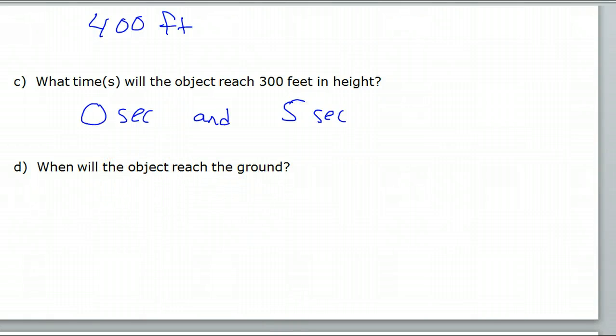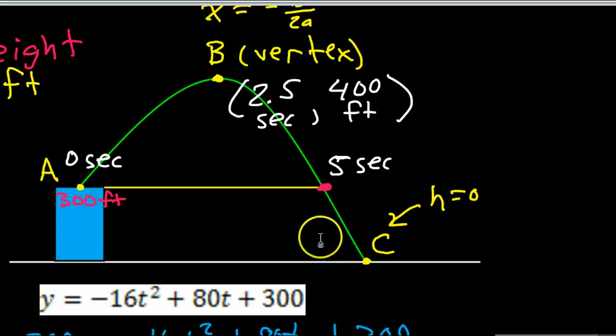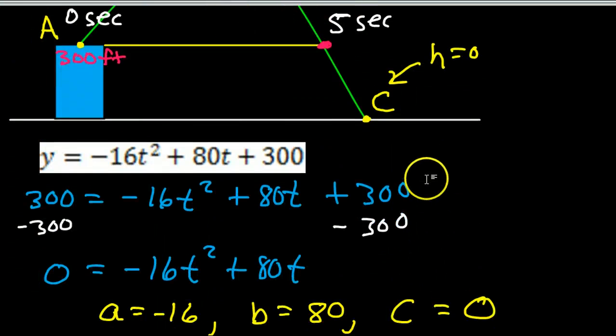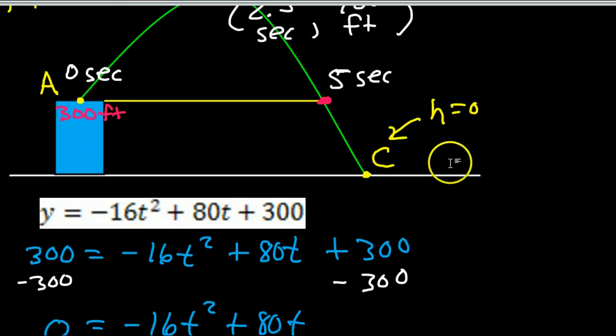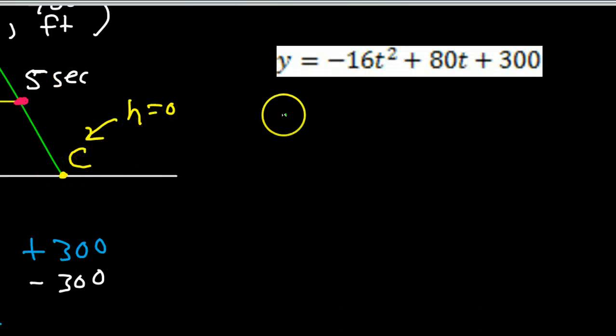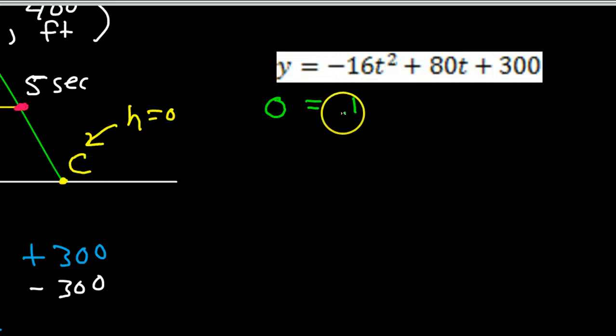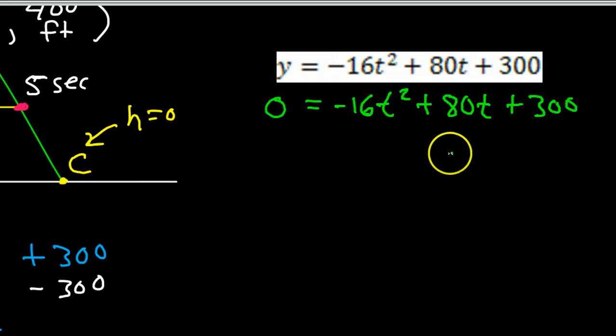Obviously if we're talking about the ground, what's the height now? Well, on the ground, we're talking about point C now. On the ground, the height is 0. So we're just going to do the same thing again with the quadratic formula. But this time, we're going to put in 0 for the height. So if I put in 0 for the height, which is y, then this becomes 0 equals negative 16 t squared plus 80t plus 300.